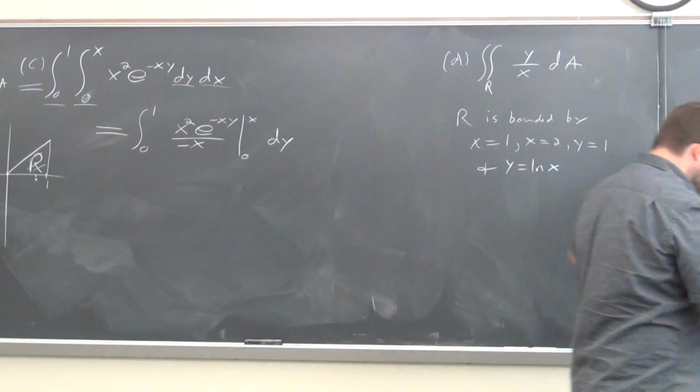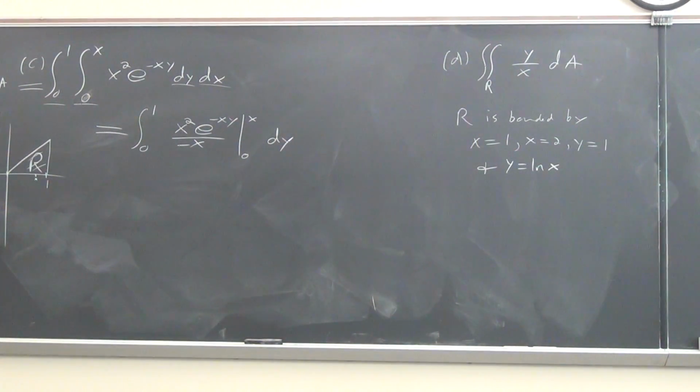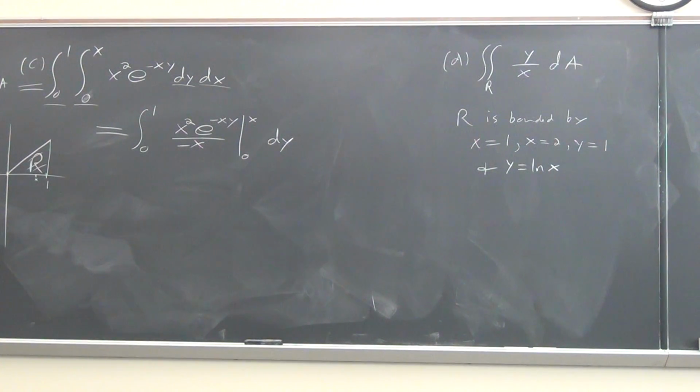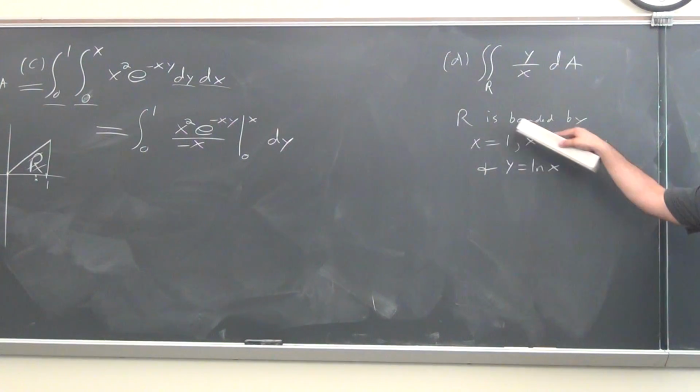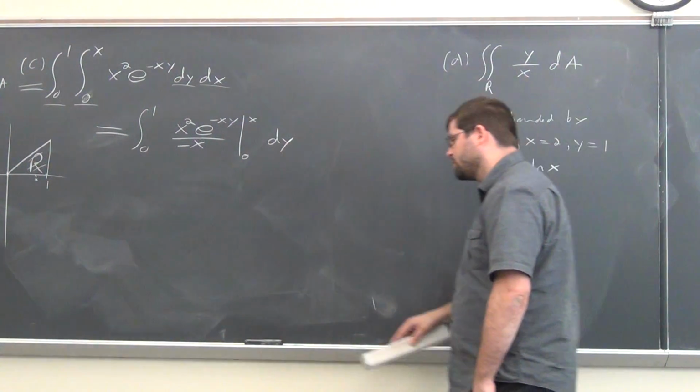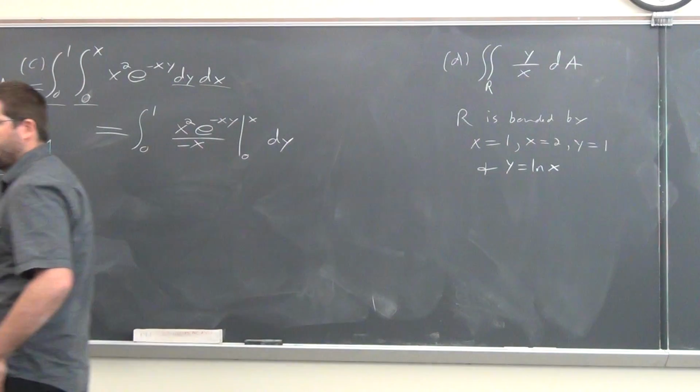Alright, so try these. For this second one, you want to draw this region R first before you set up your bounds, and then try to figure out what your bounds should be.